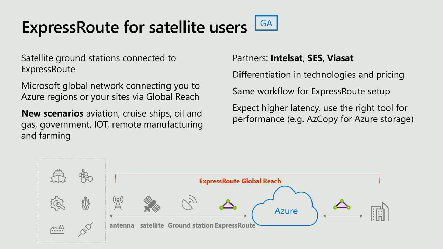One thing I learned when we were doing some validation is that even the lowest satellite is about 400 miles above the ground. That means latency is higher than usual. So if you have this service, make sure you expect higher latency and use the right tool to optimize performance. For example, if you want to upload data to Azure storage, use AzCopy, because that tool is designed by our storage team. It opens multiple connections and will optimize this kind of scenario.